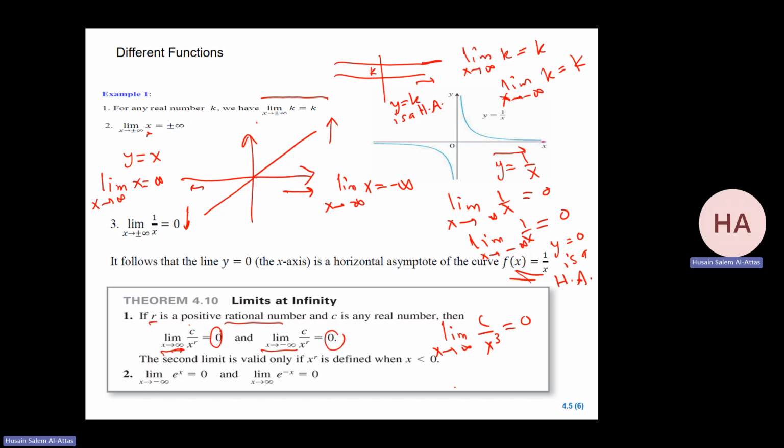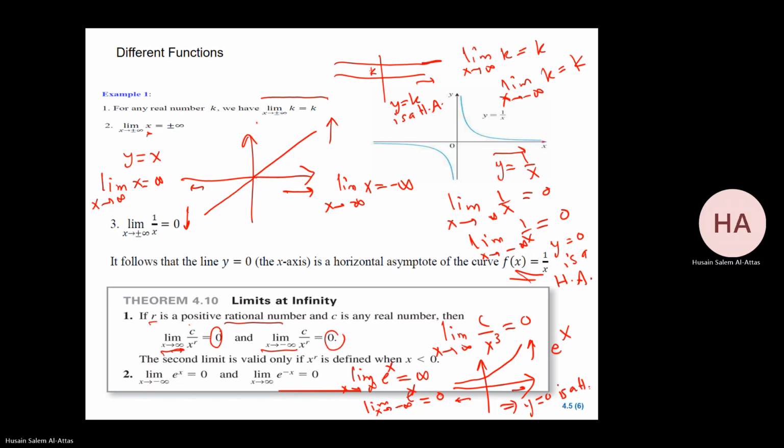And the same thing for the exponential function. You need to be careful with the exponential function. If you think about it, this is the exponential function, e to the power x. So as x goes to infinity, e to the power infinity goes to what? Infinity. What about as x goes to minus infinity for the same function? Oh, it goes to 0. So I have horizontal asymptote y equals 0.